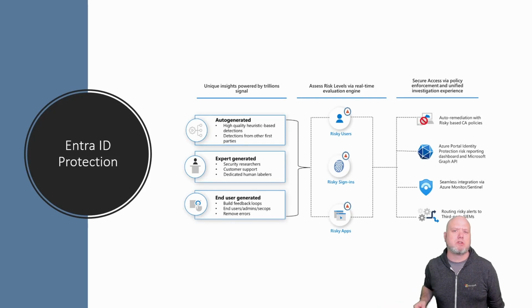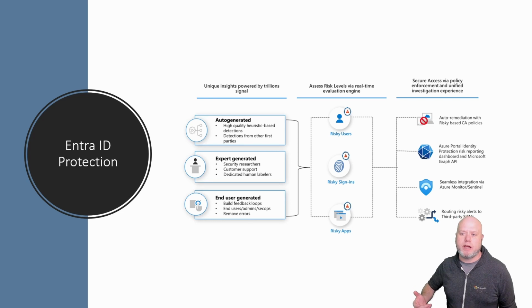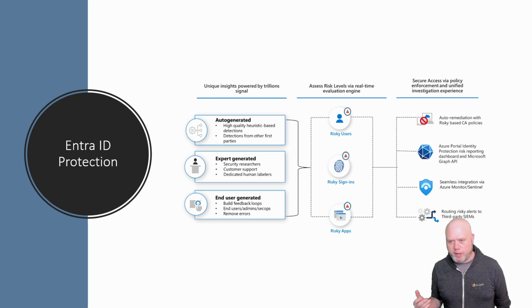Let's get started. When we talk about risk-based access through the lens of Entra ID Protection, essentially what we're trying to do is gain confidence in the legitimacy of our sign-ins. Instead of simply asking, did the user enter the right credentials and did they satisfy our MFA requirements, we're going to look at some other data points.